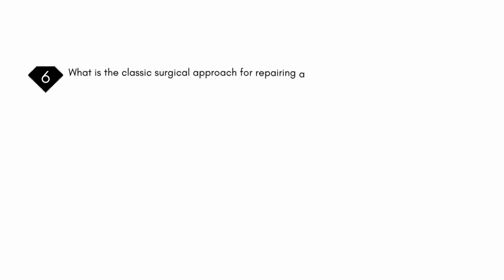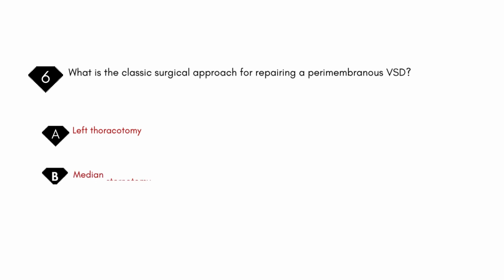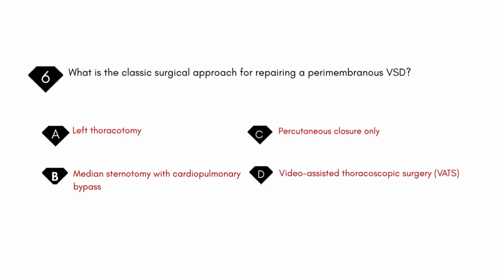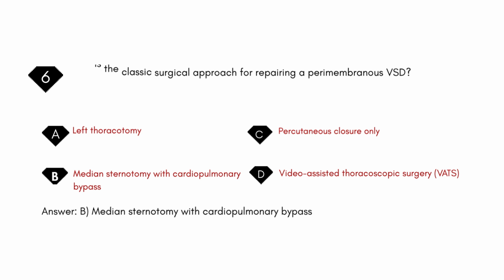What is the classic surgical approach for repairing a paramembranous VSD? A. Left thoracotomy. B. Median sternotomy with cardiopulmonary bypass. C. Percutaneous closure only. D. Video-assisted thoracoscopic surgery, VATS. Answer: B. Median sternotomy with cardiopulmonary bypass.